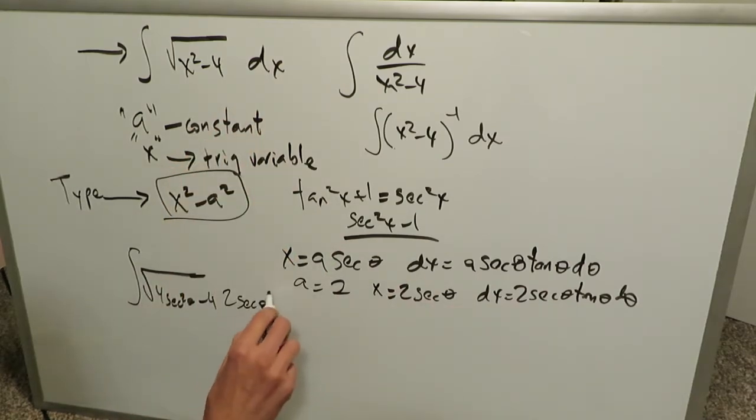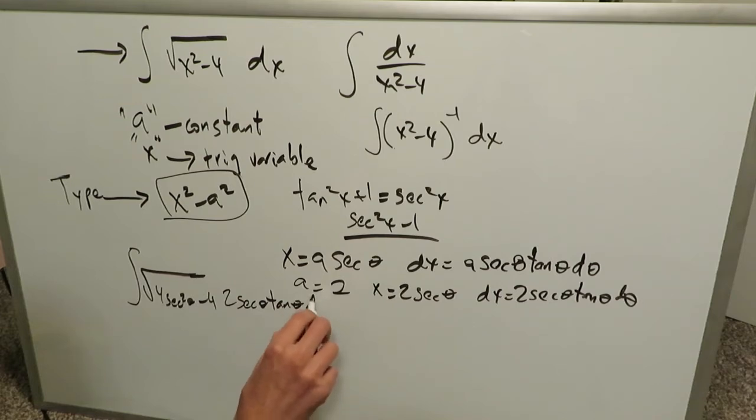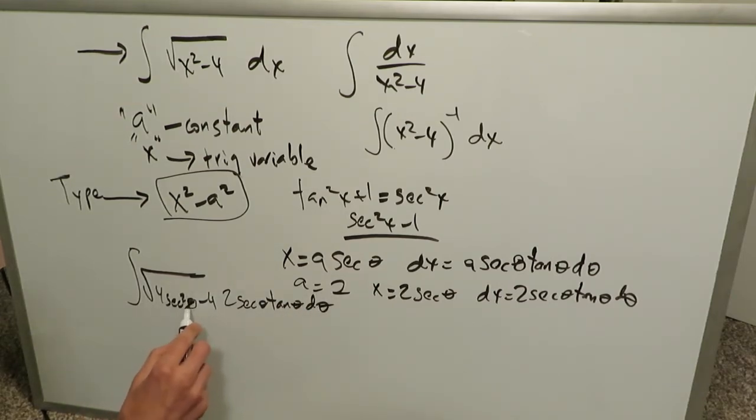2 secant theta tan theta d theta. You have to simplify this. And how does the simplification occur? It occurs by means of isolation and bringing in a trigonometric identity for substitution. When you do this, you get 4 into secant square theta minus 1. If you were to open this up, you'll end up back here.